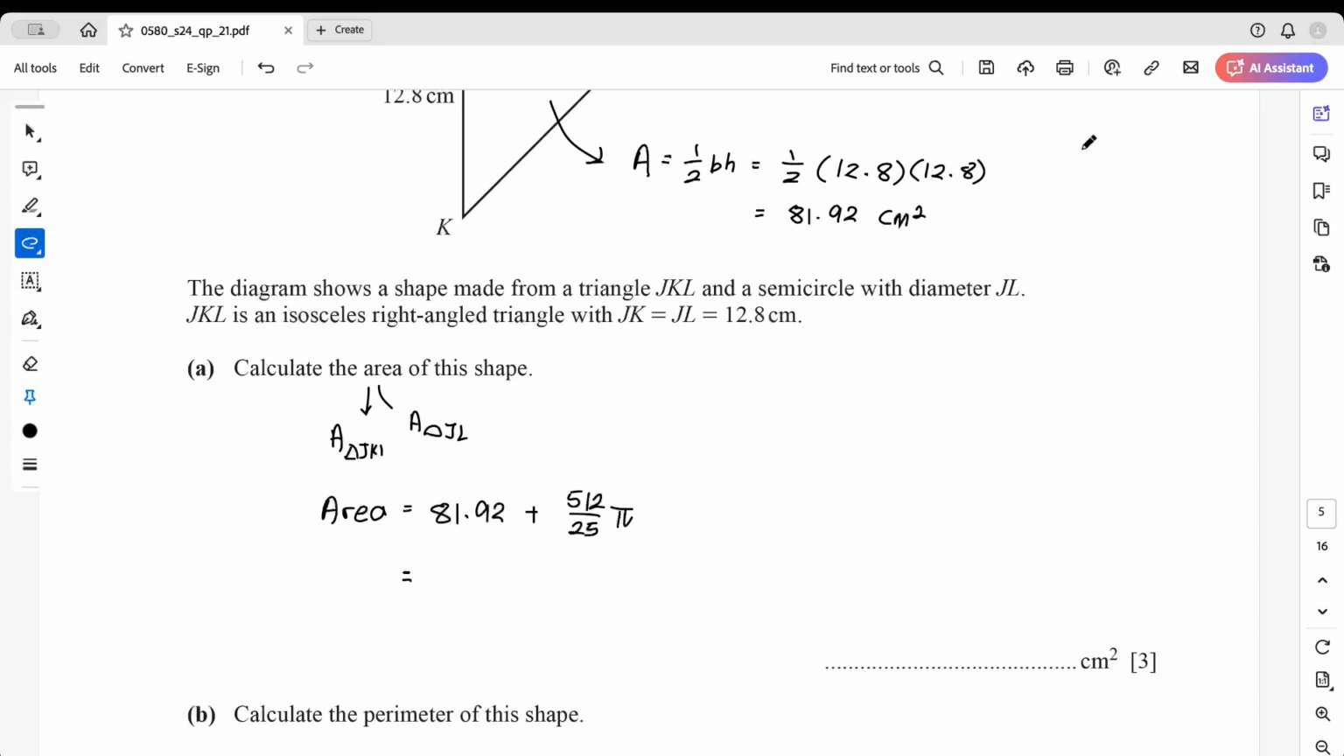So the total area of the shape would be found by adding these two together, which gets you an answer of 146.2598 and so on. But rounding to 3 significant figures, this gives you an answer of 146 centimeters squared.